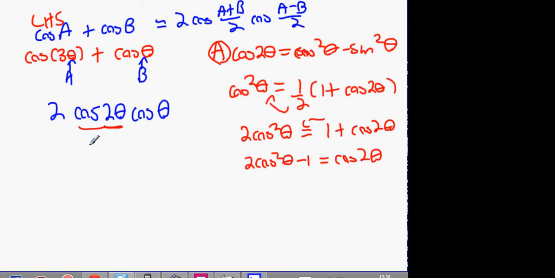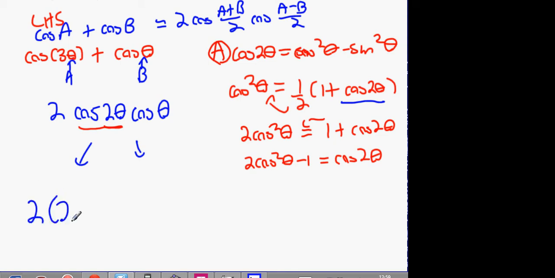Isn't that cos squared theta, not cos 2? No, that's cos 2 theta. Yeah, but here it's cos squared theta. No, that's cos 2 theta. I know, but the formula is cos squared. Yeah, but cos 2 theta is here. So I rearranged it so that cos 2 theta is the subject of the formula. Okay, so what I'm going to get is this.